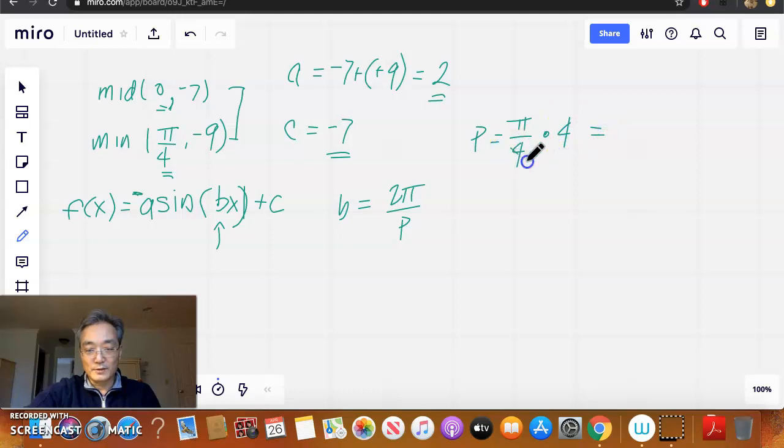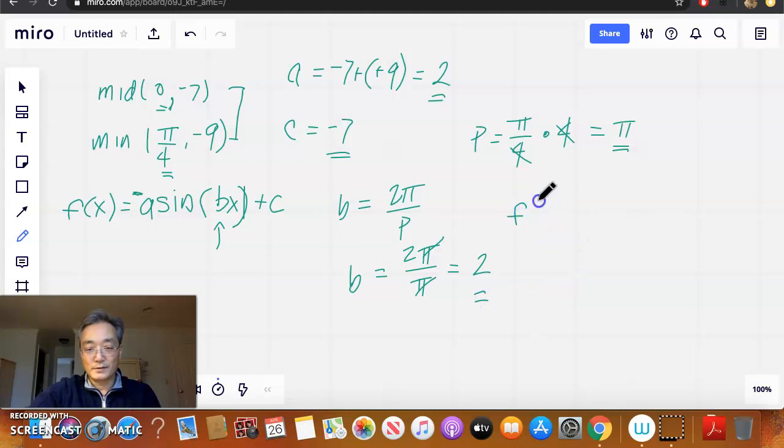The 4's cancel out, so my period is pi. So if I take now the period and I plug it in here, b is equal to 2 pi over pi. The pi's will cancel, leaving me with 2. And there, folks, is my frequency. So now let's write the function.